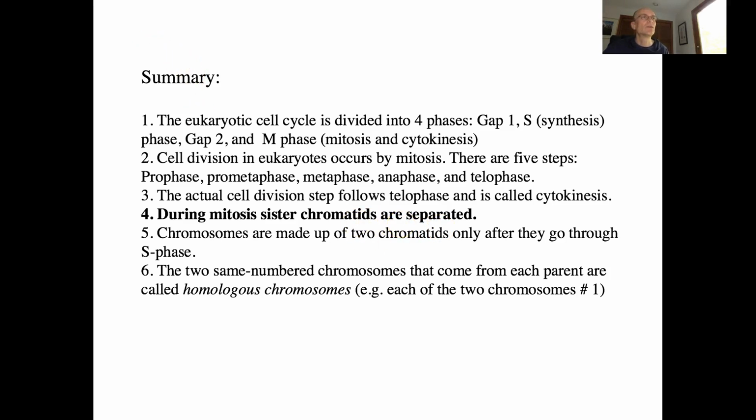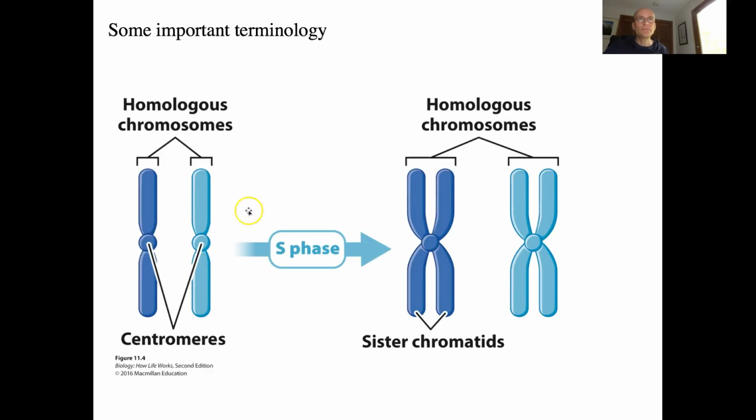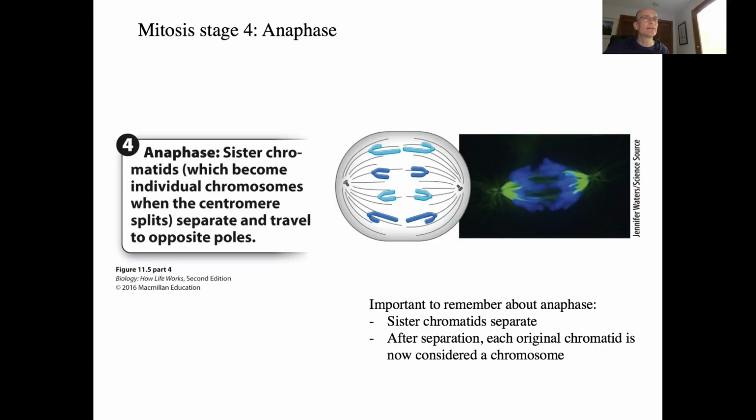So let me just show you that one more time. So in S phase, chromosomes become chromatids, and then in anaphase, chromatids are separated, sister chromatids are separated, and now we have chromosomes, twice as many.